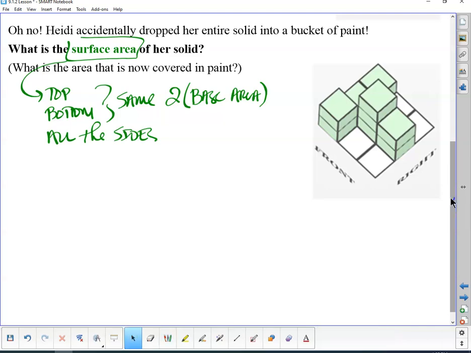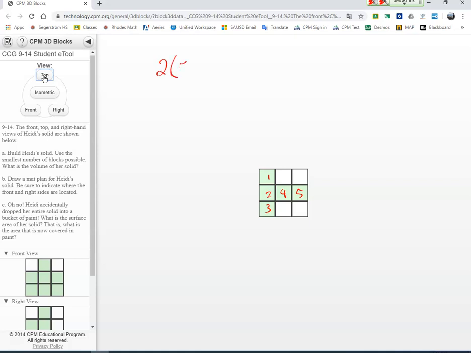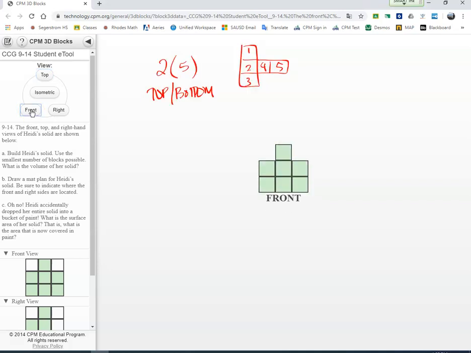So let's see what we've got. Looking at the top view, we've got 1, 2, 3, 4, 5. So there are 5 tops, and there are also 5 bottoms. That becomes 2 times 5 for the top and the bottom. That's our arrangement for the top.